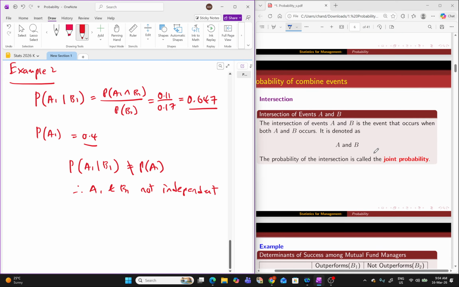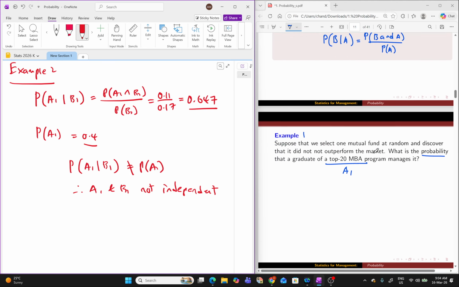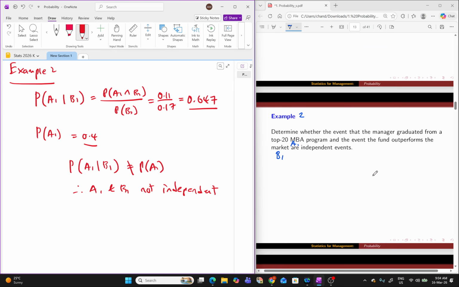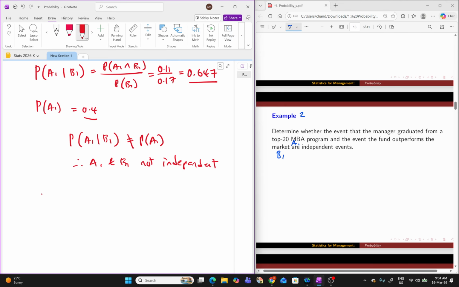That's how we prove it. Some of you might be asking whether, to show A1 and B1 are not independent, you can do it like this, or you can also find it like this: B1 given A1. You can also do it like this, B1 intersect A1, this is the probability of B1 A1. B1 A1 is the same as A1 B1.